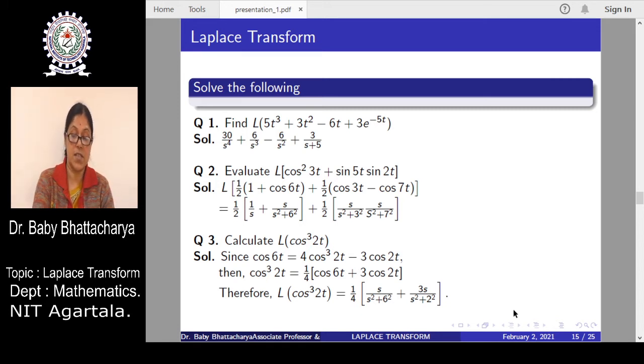If we consider problem number 3, the requirement is to find the Laplace transformation of a cubic function, that is cos cube 2t. Now, as we know the Laplace transformation of cos at, our first objective is to convert this cubic function into that cos at form. So we are writing cos 6t is equal to 4 cos cube 2t minus 3 cos 2t, and replacing this we have cos cube 2t is equal to 1 by 4 whole into cos 6t plus 3 cos 2t. Now we can find the Laplace transformation on the right hand side.